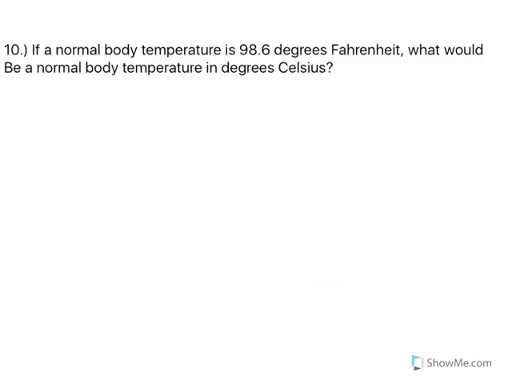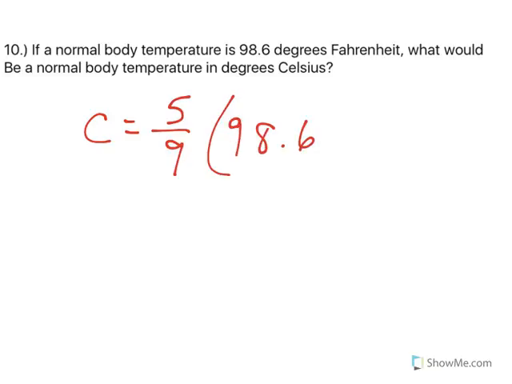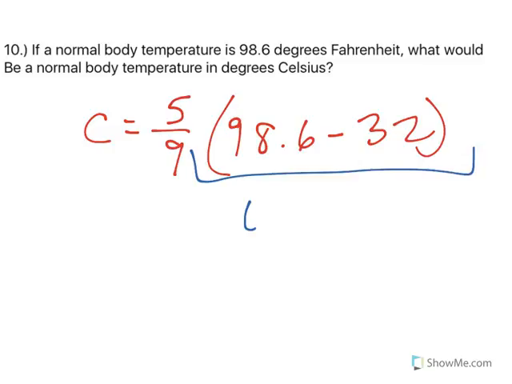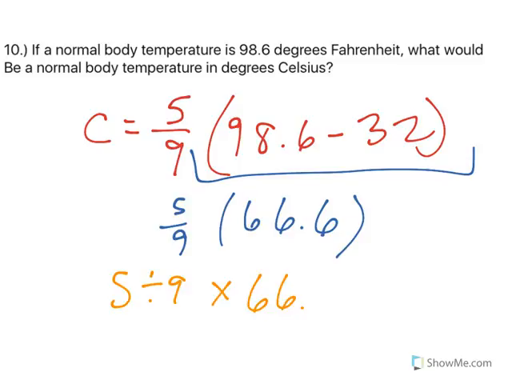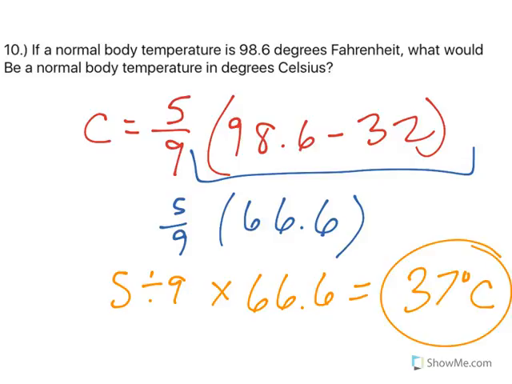If a normal body temperature is 98.6 degrees Fahrenheit, what would a normal body temperature be in degrees Celsius? Well, I want to find Celsius, so I'm going to use my formula, 5/9. Inside parentheses, I put my temperature in Fahrenheit, and I subtract 32. 98.6 minus 32 is 66.6. So I will take 5/9 times 66.6. When I type in 5 divided by 9 times 66.6, I end up with 37 degrees Celsius for a normal body temperature. And that, my friends, is temperature conversions.